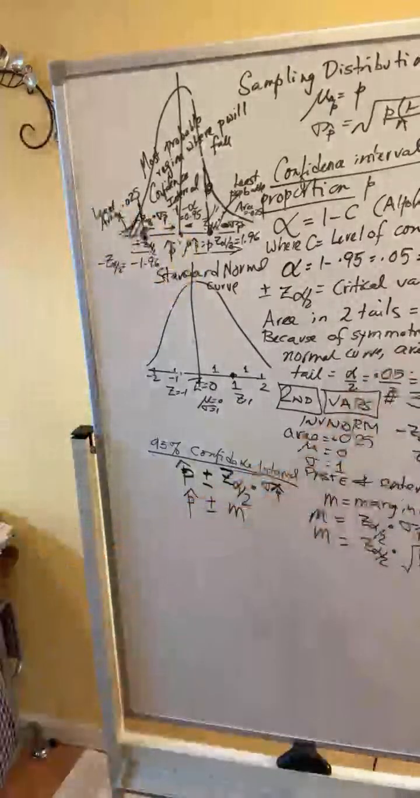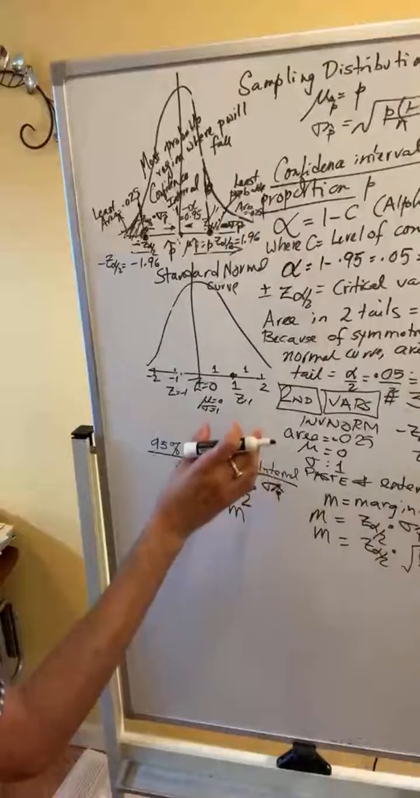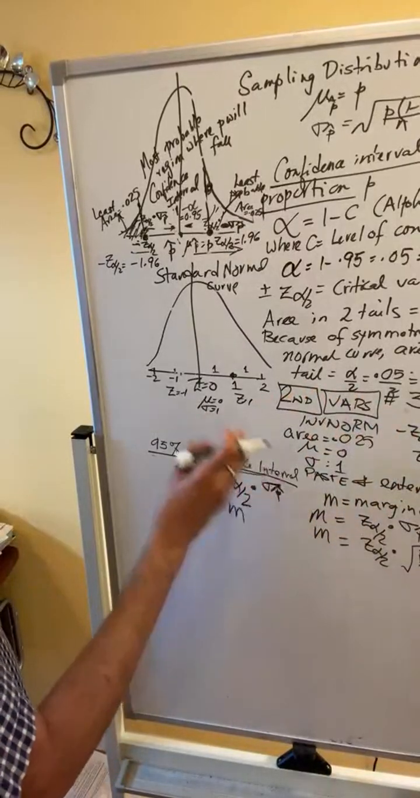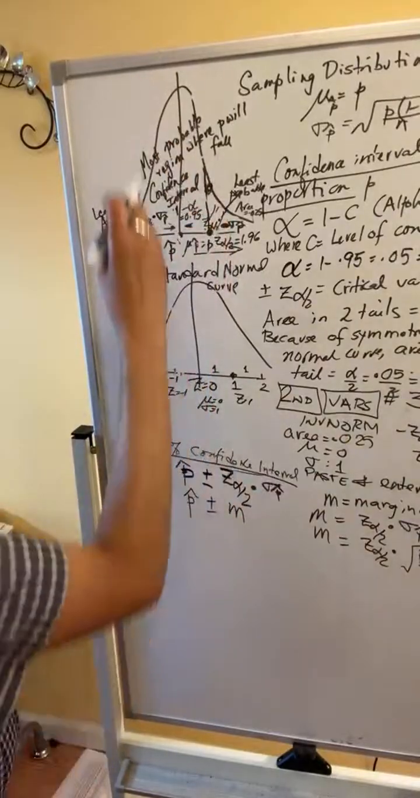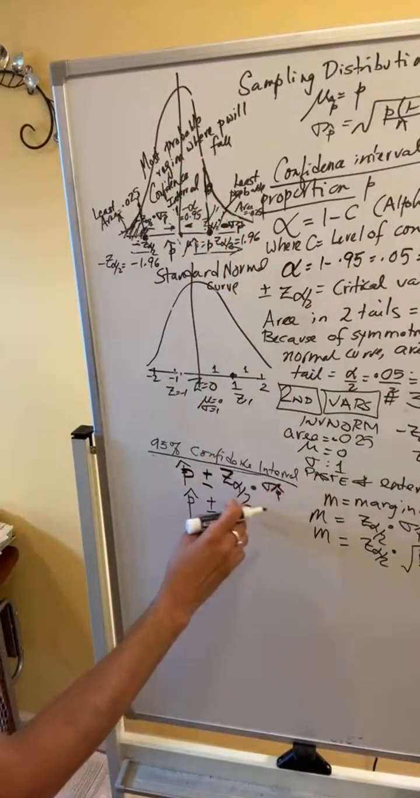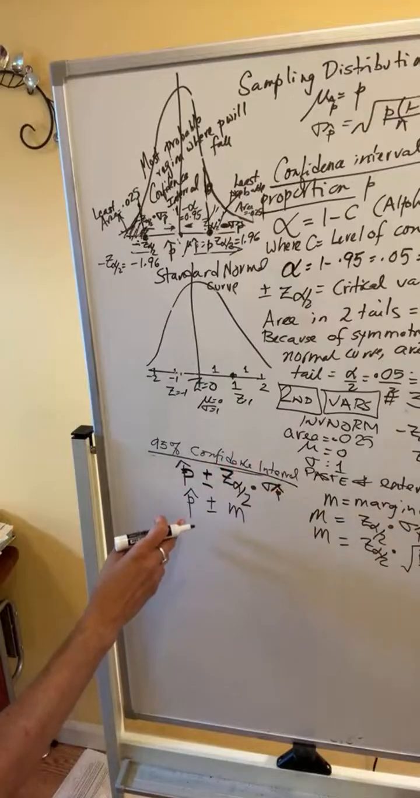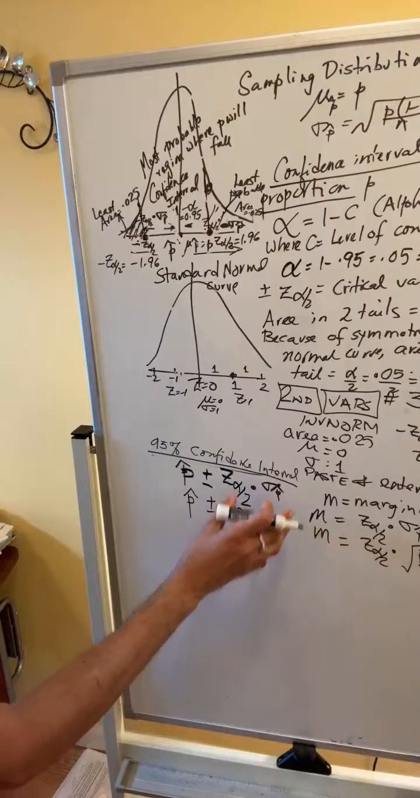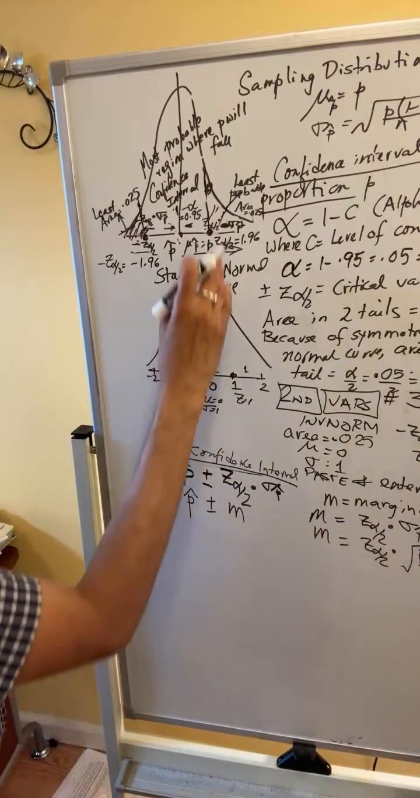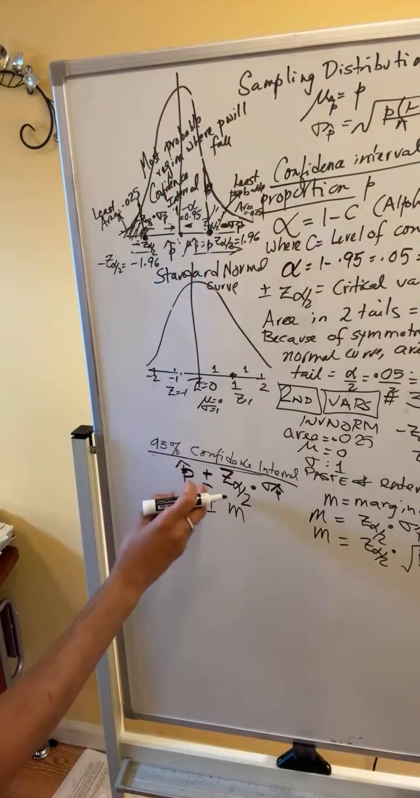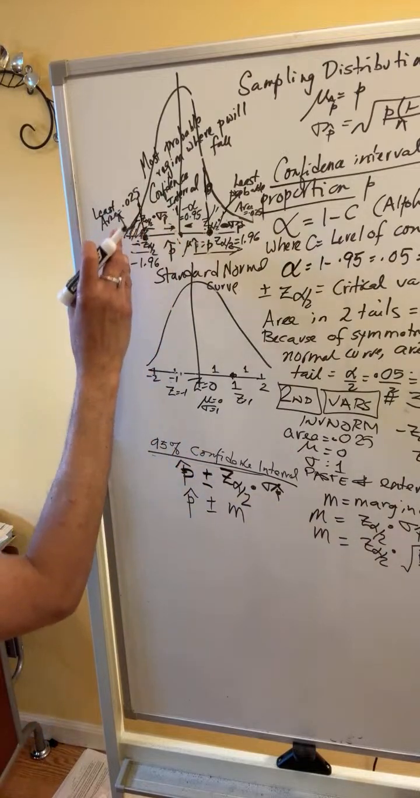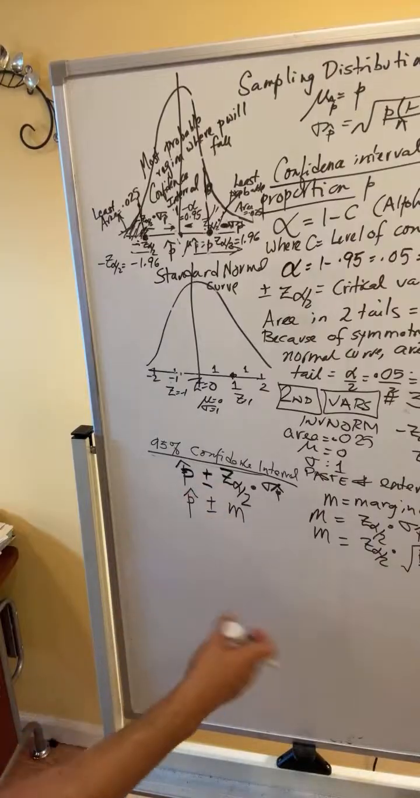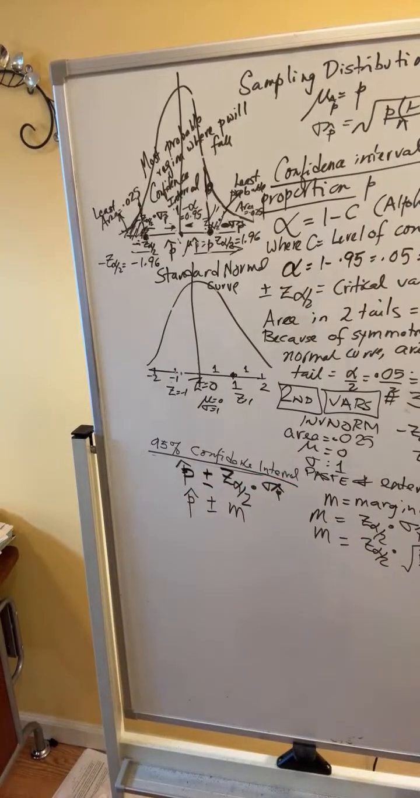Why do I need this information? Because that Z alpha by 2 multiplied by the standard deviation of the sampling curve of P hat gives you the margin of error. So if we know the sample proportion, we can calculate the margin of error. The plus sign will give me the right boundary, and the minus sign will give me the left boundary of the confidence interval. In our case, we are dealing with a 95% confidence interval.